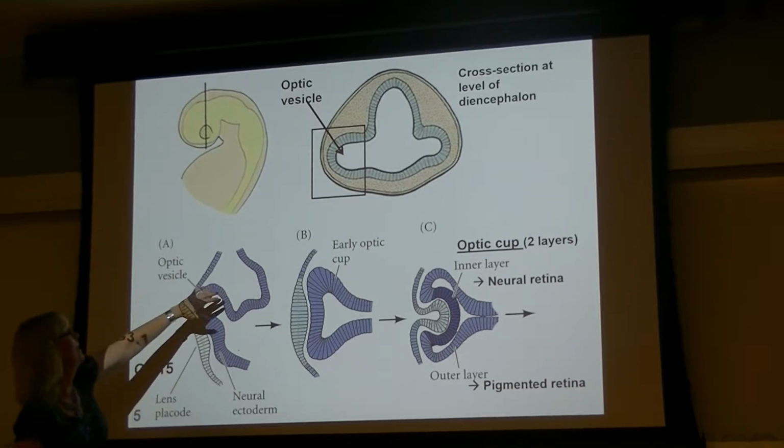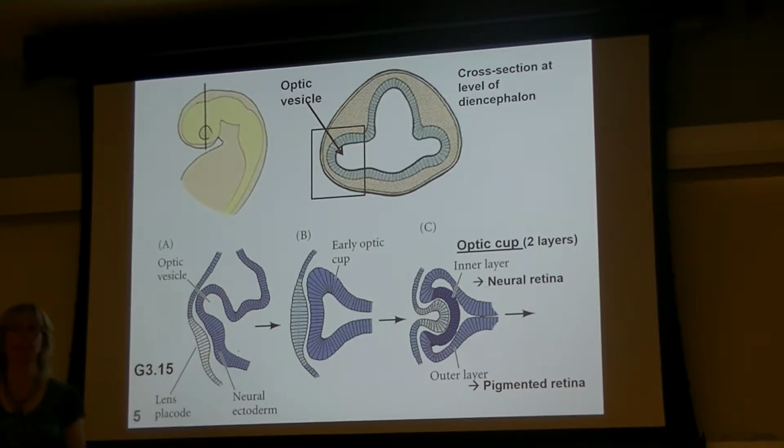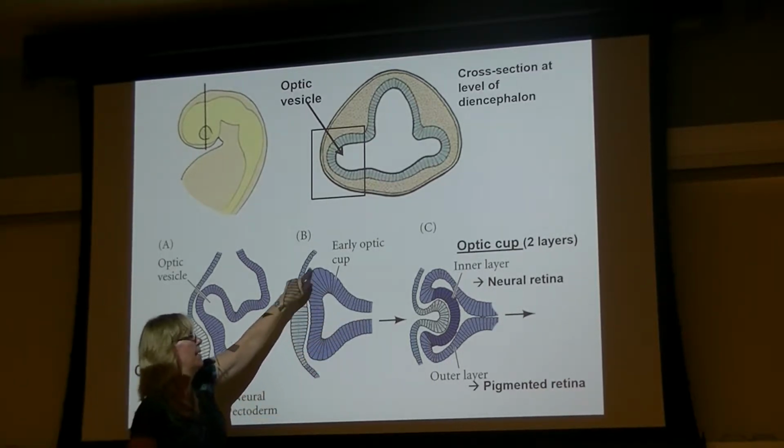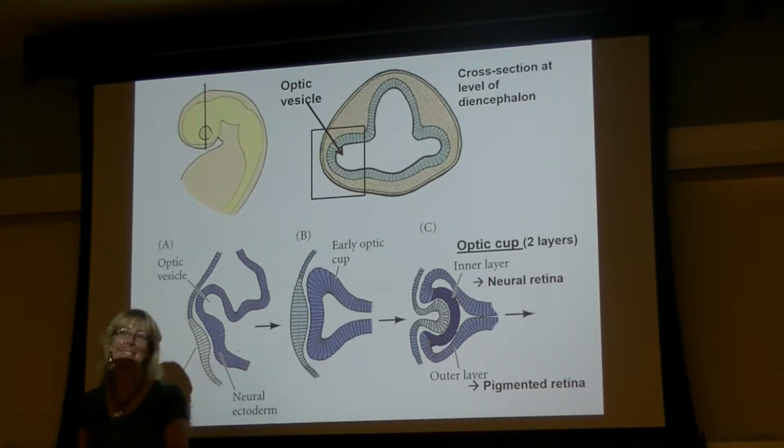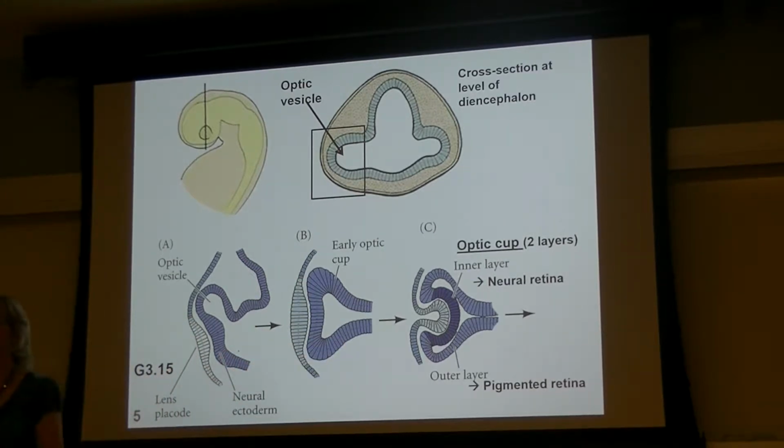So this optic vesicle will then continue to reshape itself and take on the appearance of more of a cup-shaped structure. So this will be called the optic cup, and it's very easily recognized within the embryo. I'll show you a couple pictures from EM.